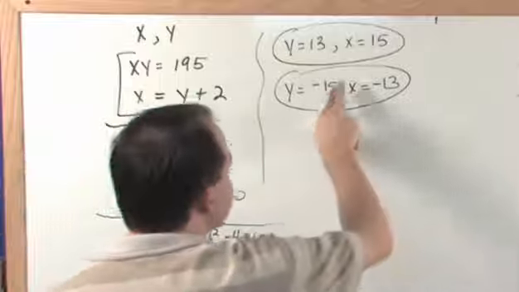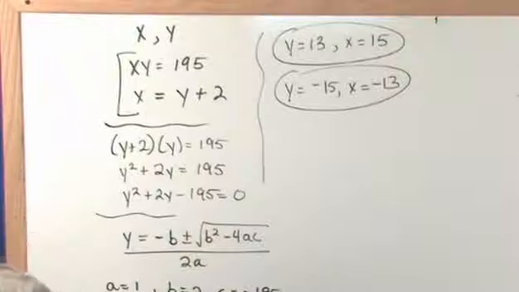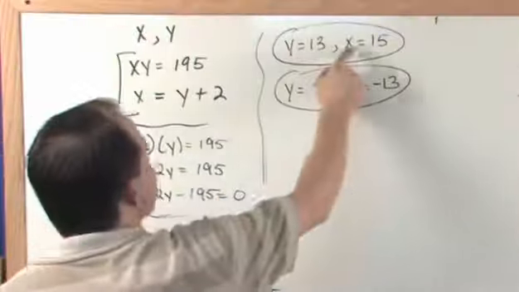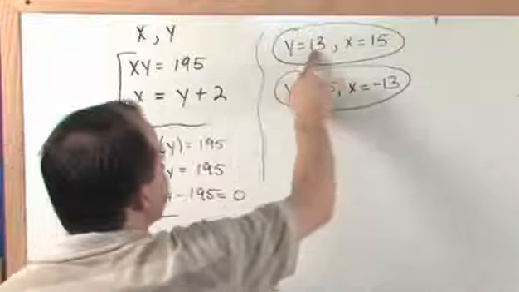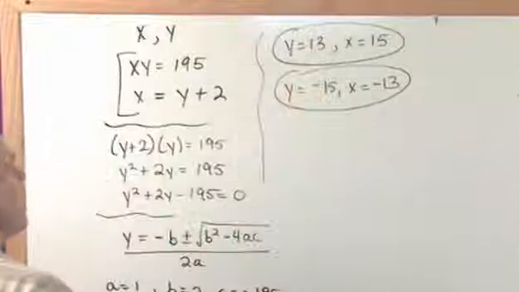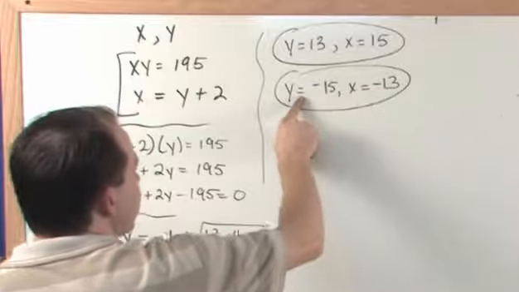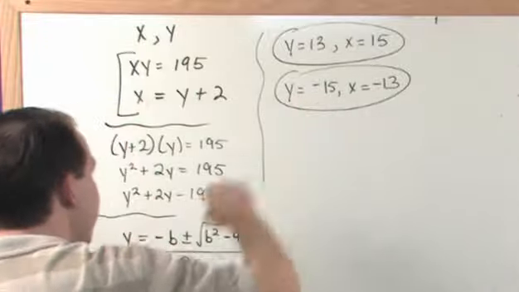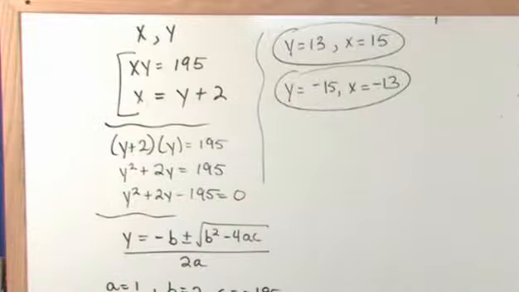Does negative 15 times negative 13 equal positive 195? Again, it does. Okay? Does x, this one, equal y plus 2? Yes, it does. x does equal 13 plus 2. Does x over here equal negative 15 plus 2? Yes, that will give you negative 13. So these are the answers.